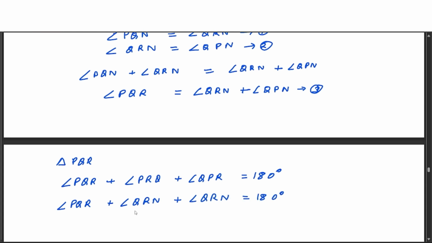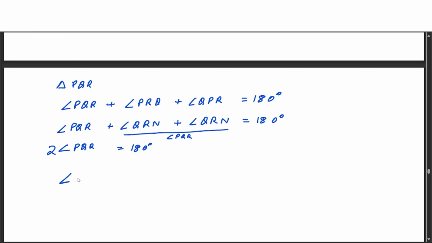Now you can see we can add these two, so you will get 2 PQR, because this one is equal to your angle PQR. So you can substitute here. So you will get 2 PQR is equal to 180 degree, which means angle PQR is equal to 180 degree divided by 2. So you will get 90 degrees. So hope you got it. PQR is equal to 90 degree.